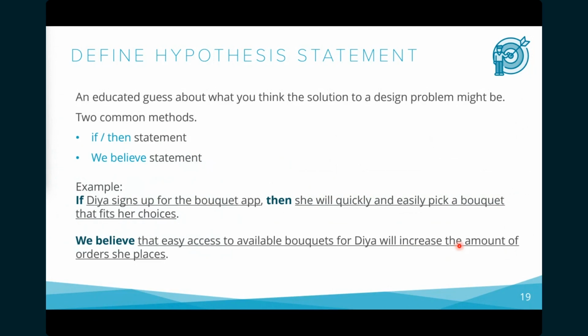Hypothesis statements don't have a single standard formula to follow, but there are two common methods you can try using to write one. The first one is the if-and-then statement. The second one is the we-believe statement. As an example, if Dia signs up for the bouquet app, then she will quickly and easily pick a bouquet that fits her choices. Next, we believe that easy access to available bouquets for Dia will increase the amount of orders she places. So this is how we can construct the hypothesis statement.